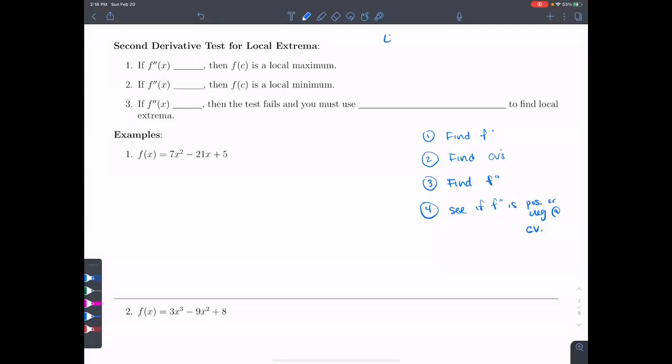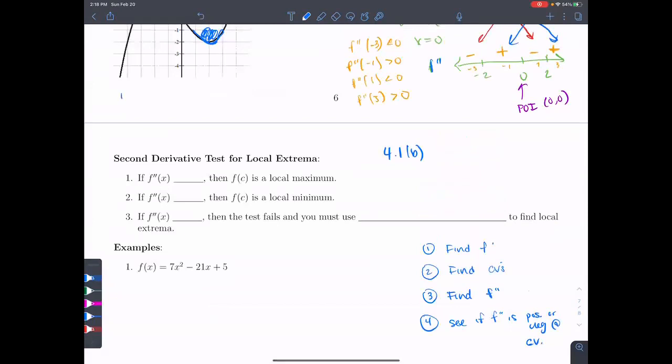Okay, so this is a continuation of 4.1. I guess this would be 4.1b. The second derivative, you can actually use instead of doing the first derivative test. Let me recap this. First derivative test: you would find the derivative, find where f prime is 0 or undefined, then put those on a number line, do an f prime number line, and test values. So that's the first derivative test.